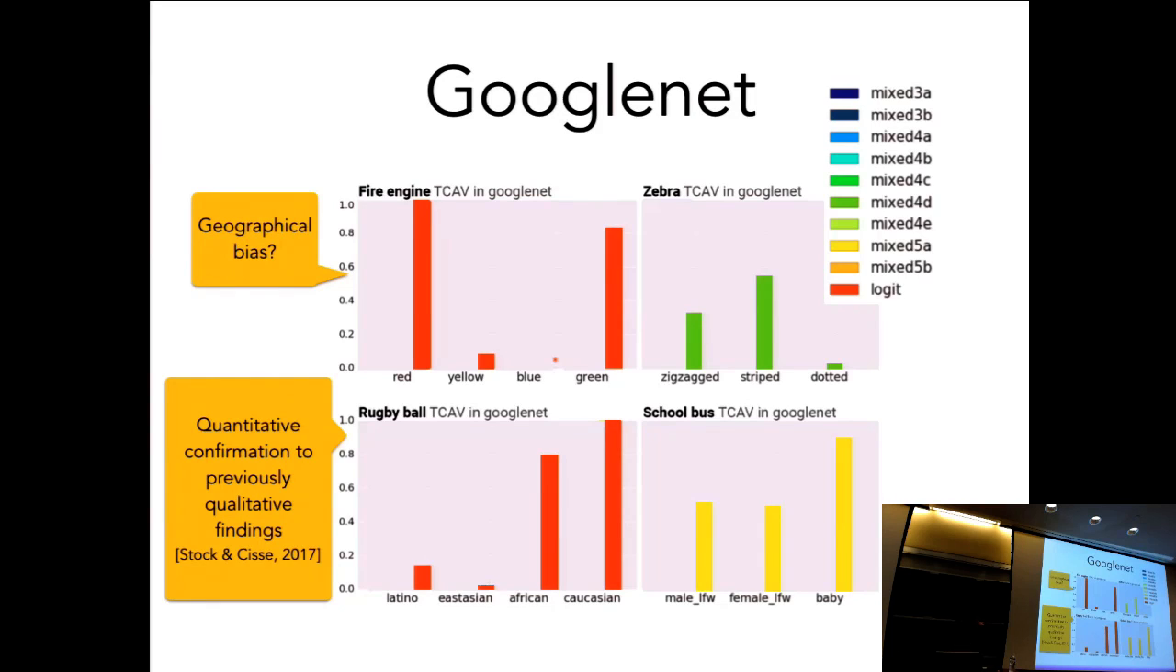Another experiment we did is that a particular race is important in classifying a rugby ball. That makes sense because I'm from Asia and we don't play rugby. And in fact, this is not new. This is a qualitative finding from previous work, where they passed in a white person's face and it thinks, oh, it's a rugby ball.